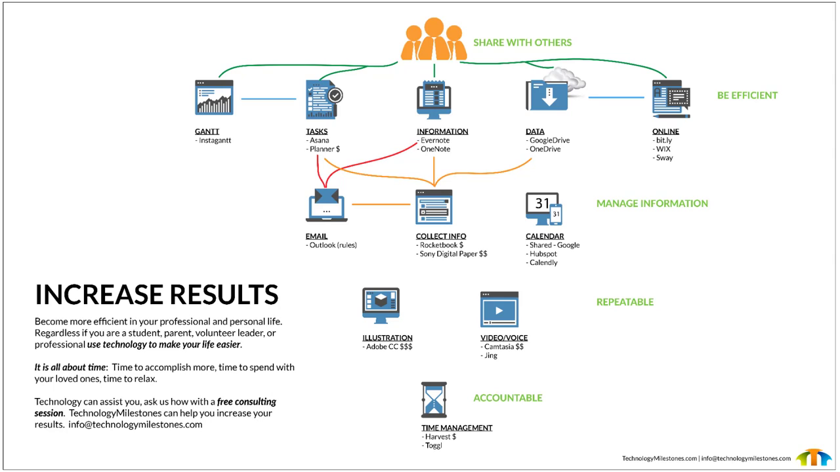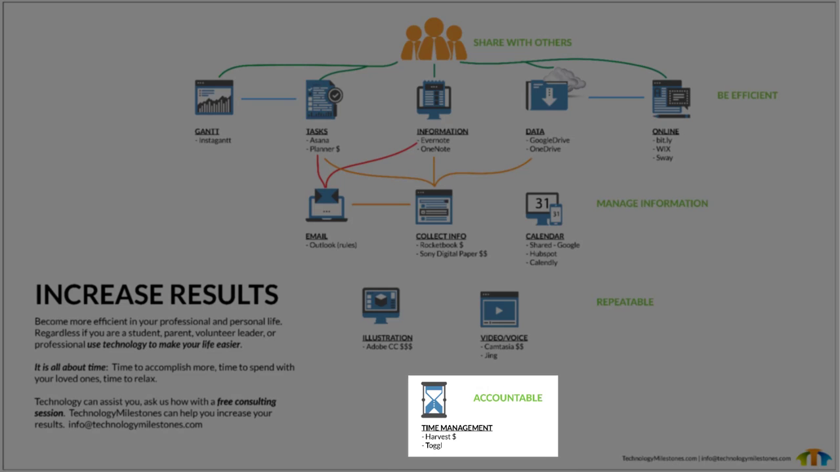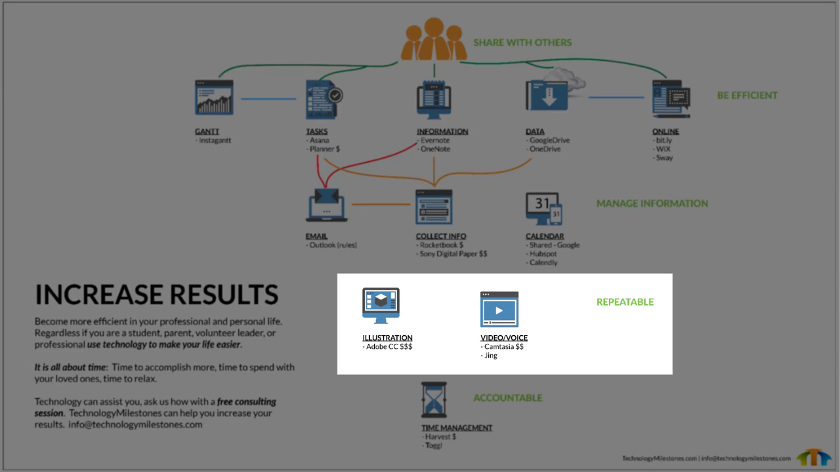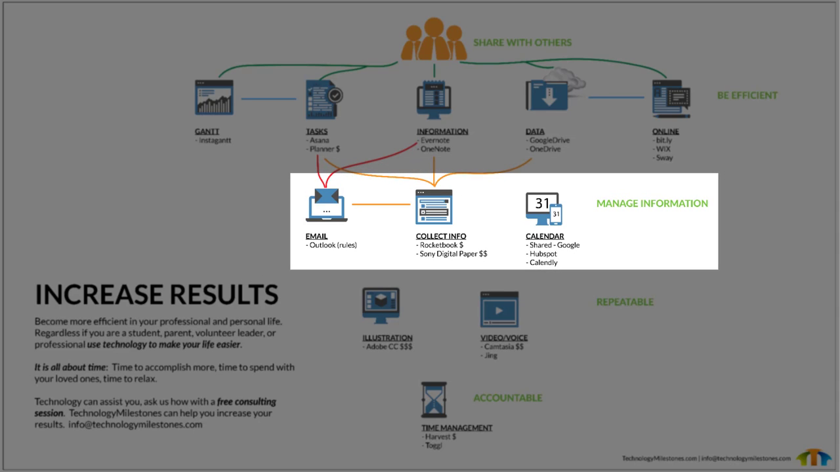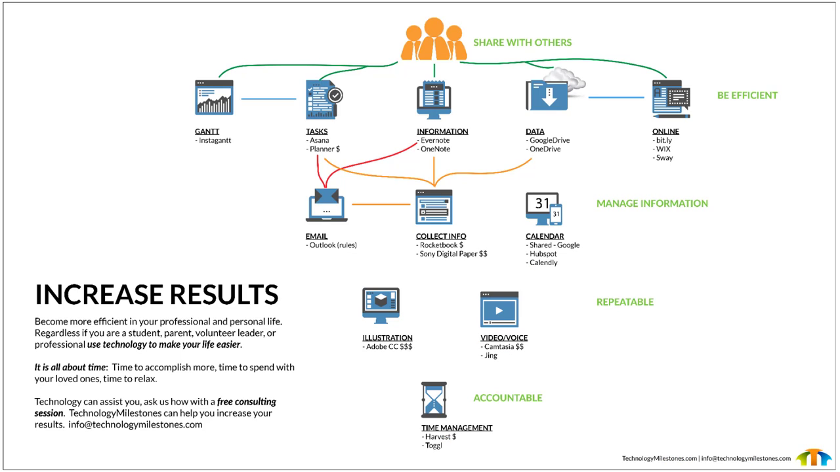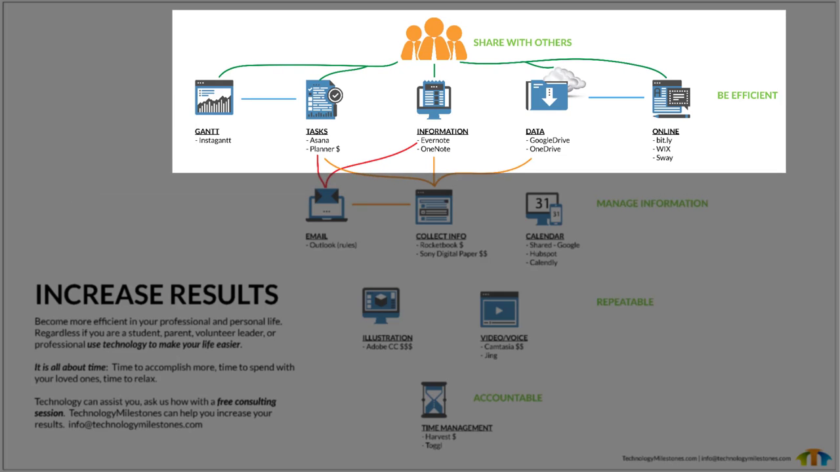I've broken down how to increase results using technology into 5 primary areas. Kind of starting at the bottom, you have to be accountable for your time. And then you have to create processes that are repeatable. Managing information becomes an automated task. For example, from email, using rules to the collection and the way you consistently collect information and share information with others. So I'll show you how that works. And then, of course, being efficient, driving in task management.